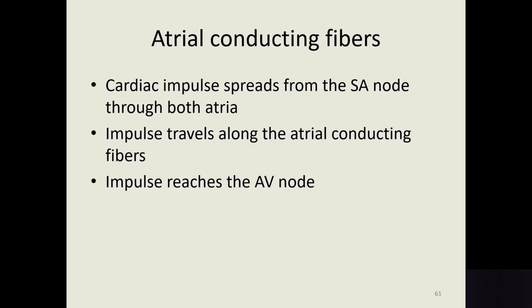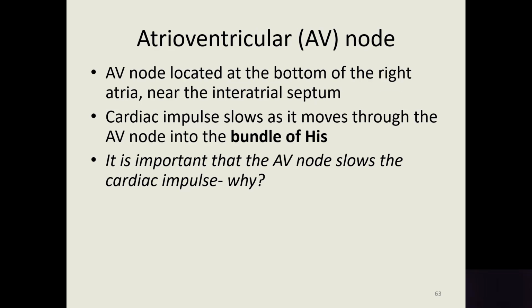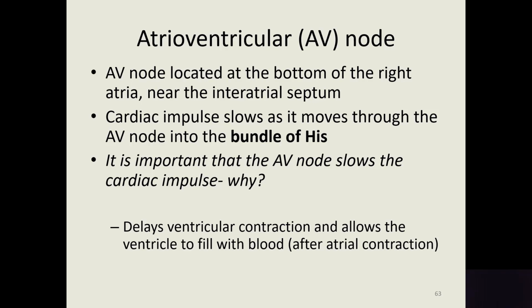Next are the atrial conducting fibers, and these fibers carry the cardiac impulse from the SA node through both atria. The impulse travels along these atrial conducting fibers and then it reaches the AV node. The atrioventricular node or the AV node is located in the inferior portion of the interatrial septum, just above the tricuspid valve. At the AV node, the impulse is delayed for about 0.1 second, which allows the atria to respond and complete their contraction before the ventricles contract. This allows the ventricles to fill with blood.